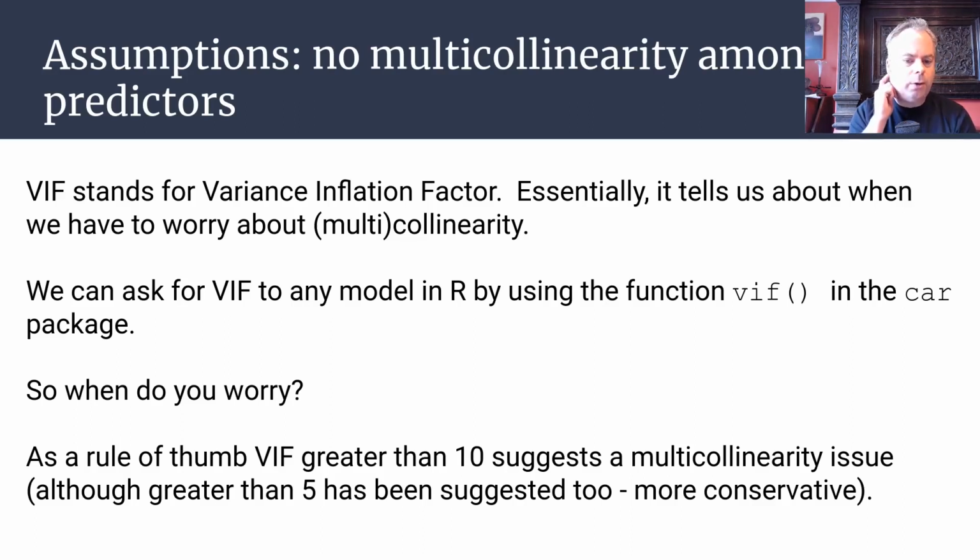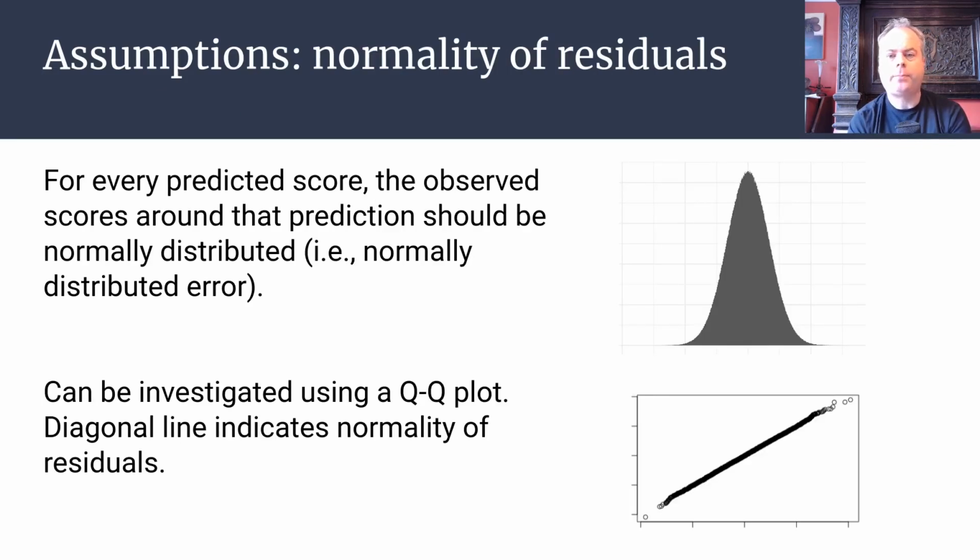As a general rule of thumb, VIF values of greater than 10 suggest that there's a real multicollinearity issue. Although some people say that any values even greater than 5 suggest there's an issue too, and that really you should be conservative when you're building these models. So perhaps it's better to address an issue if you've got VIF values even just greater than 5.